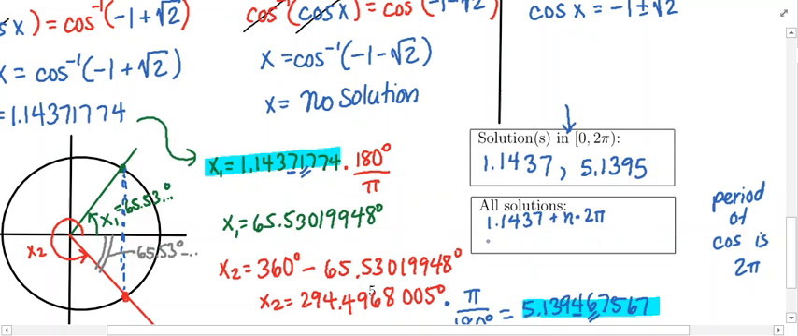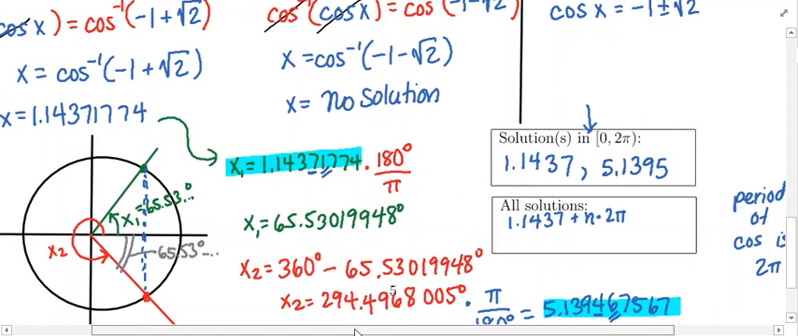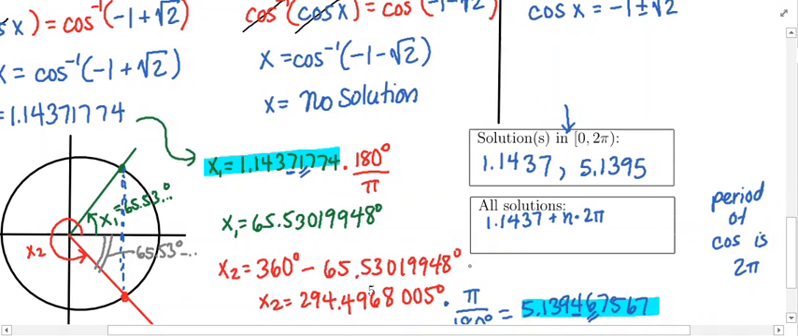We need both statements here because if you look at your unit circle, these angles are located in different positions. The other one's going to be 5.1395 plus n times 2 pi. And again, we need to state where n is an integer. All right, so we are done.